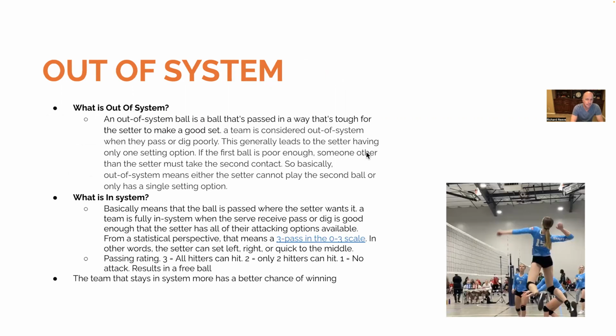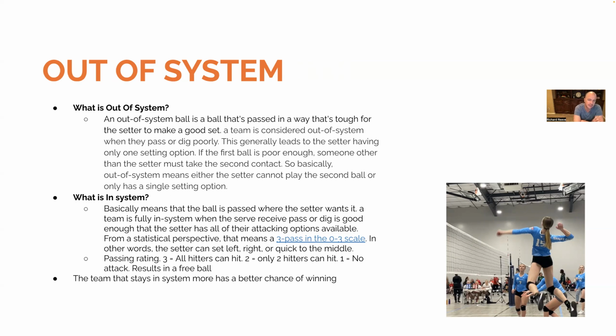All right. So what is out of system? An out of system ball is a ball that's passed in a way that's tough for a setter to make a good set. A team is considered out of system when they pass or dig poorly from a ball coming from the other side. Generally that leads to a setter having only one setting option. If the first ball is poor enough, someone other than the setter must take the second contact. So basically, out of system means either the setter cannot play the second ball or only has a single setting option.